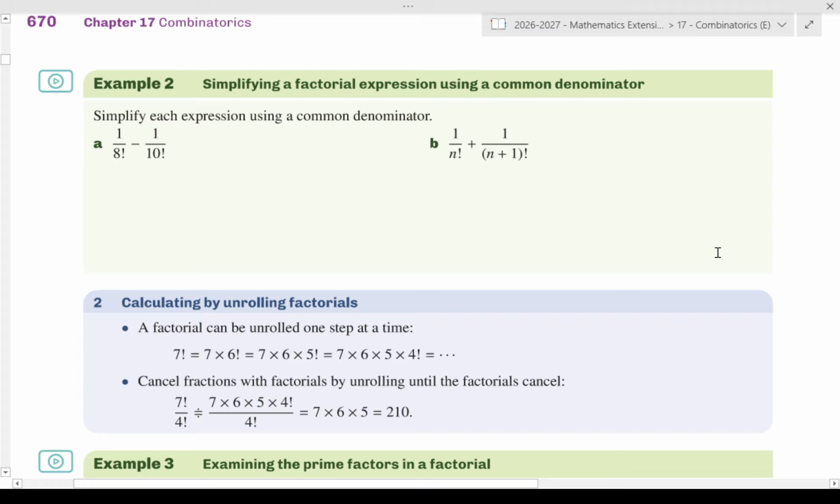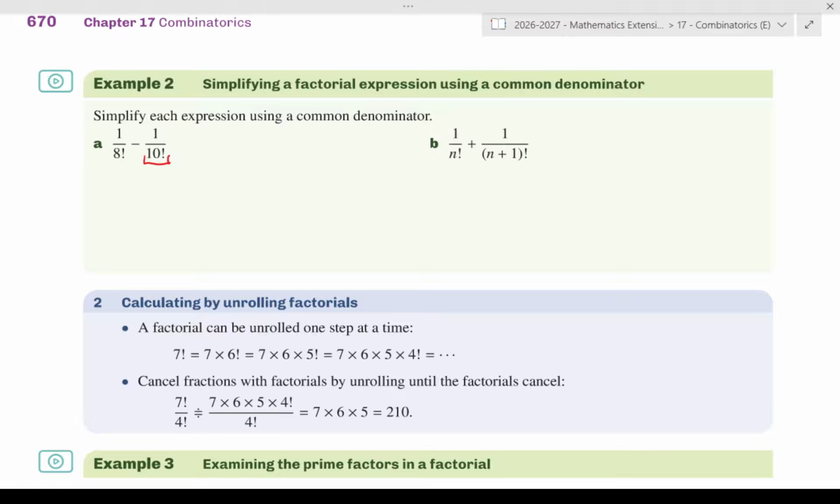So we're now going to simplify each expression using a common denominator. We're still going to use a similar process to when we were unrolling. The main thing is we want to get a common factor. So the question is, how do we do that? If you have a look at this, we've got 1 over 8 factorial, and then we want to do 1 minus 10 factorial. So I shouldn't say obviously, but we are going to change it so they've both got the 10 factorial as the denominator.